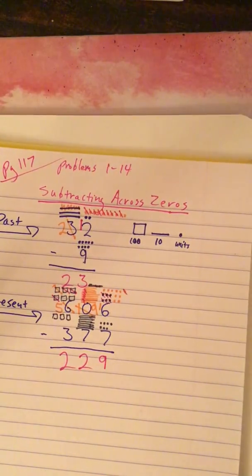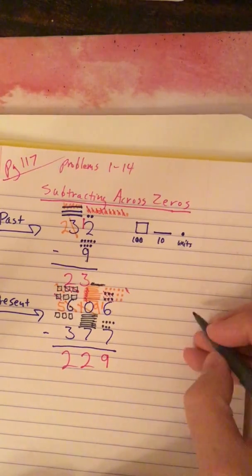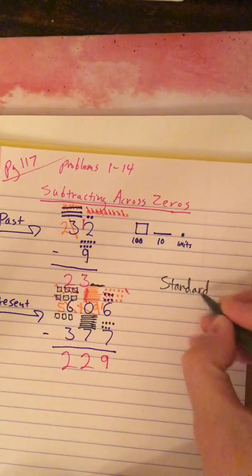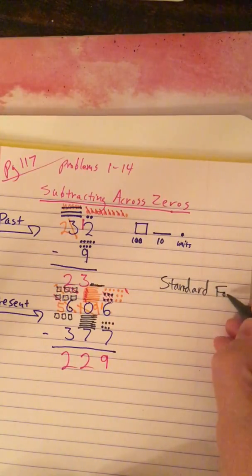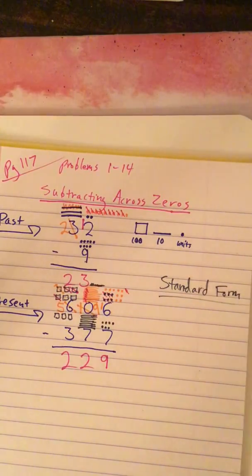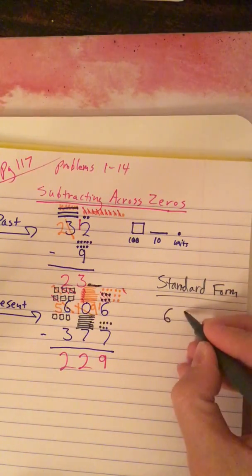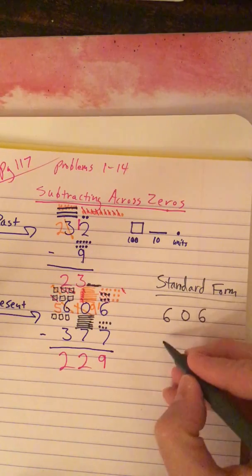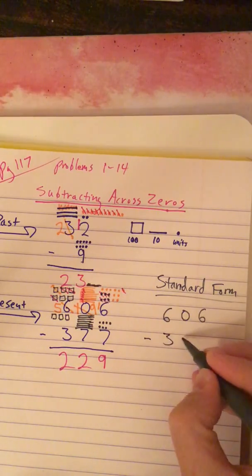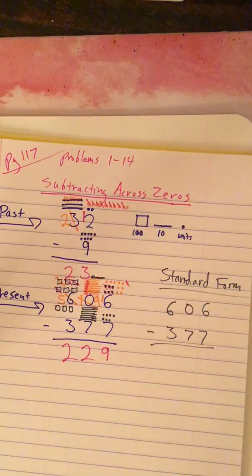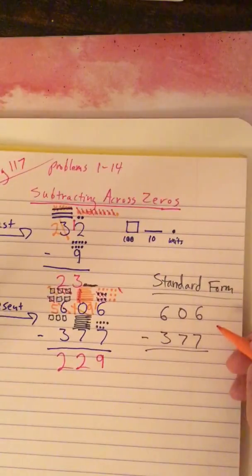Let's go standard form in green. Let's say standard form. Standard form, also known as standard algorithm. 606 minus 377. Without all the blocks to confuse you even further. Let's do it in orange.